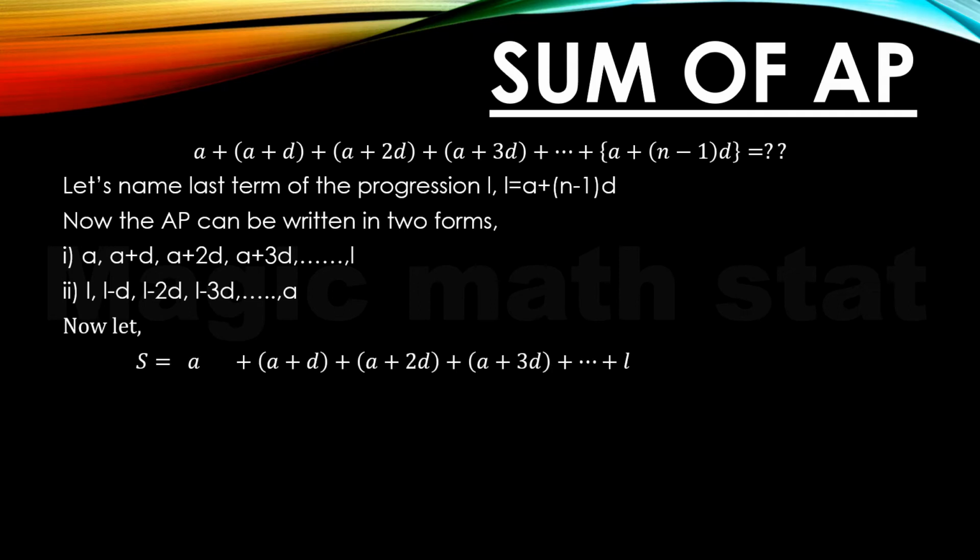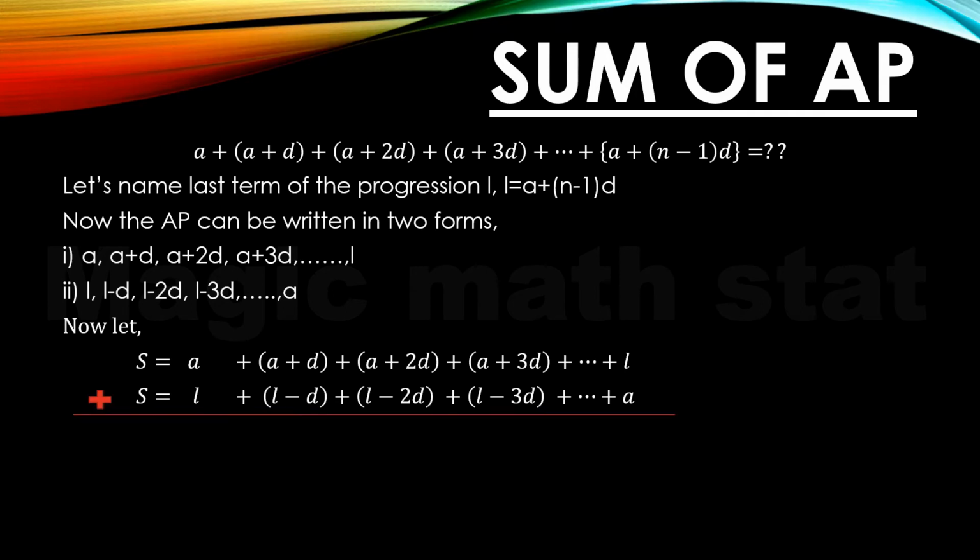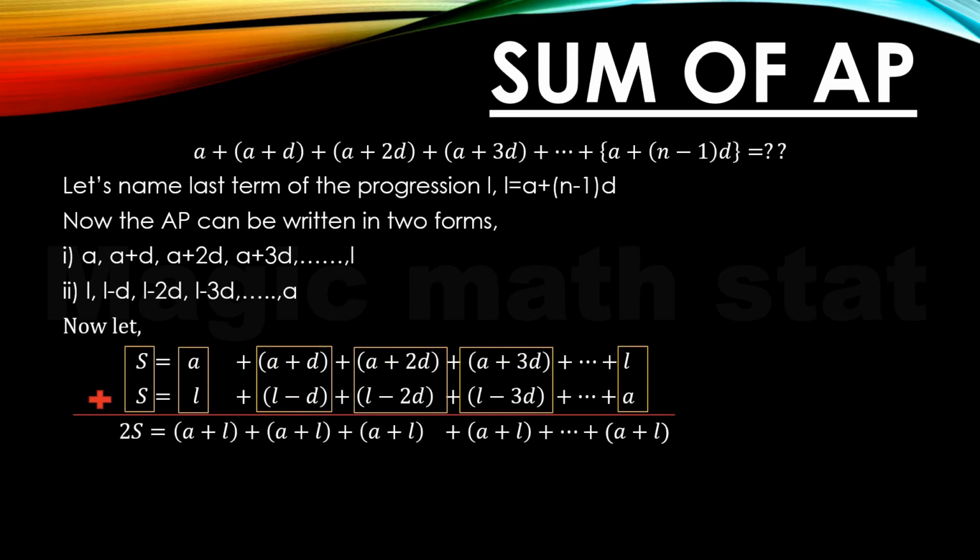Now let S equal the sum of the AP, that is A plus D plus A plus 2D plus A plus 3D up to L. So we can also write S equals L plus L minus D plus L minus 2D plus L minus 3D up to A. Now we will add these two equations vertically. So we get 2S equals the sum of the first vertical pair, which is A plus L, the second vertical pair is A plus L, the third vertical pair is A plus L, and if you go on, you will see all the vertical pairs are A plus L.